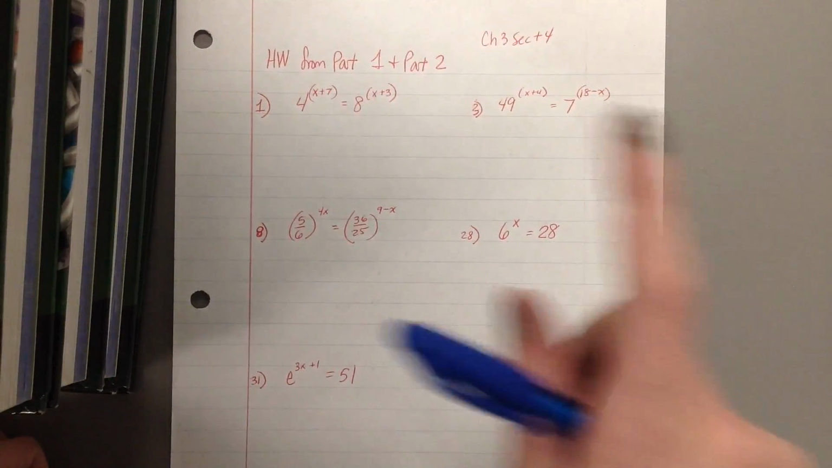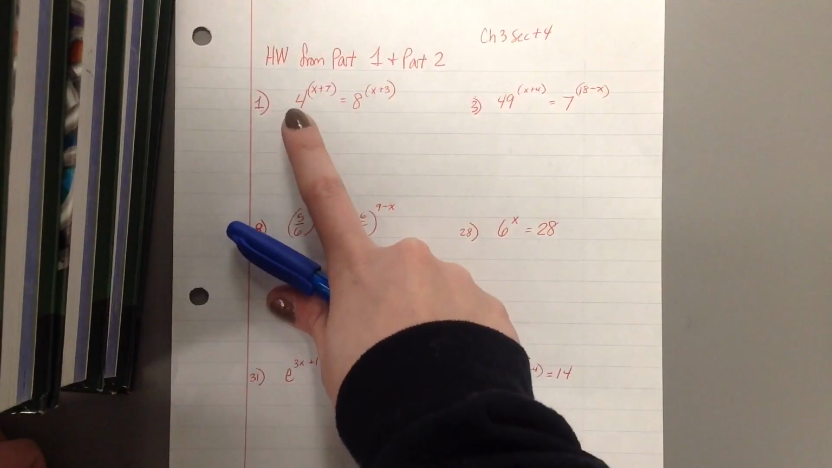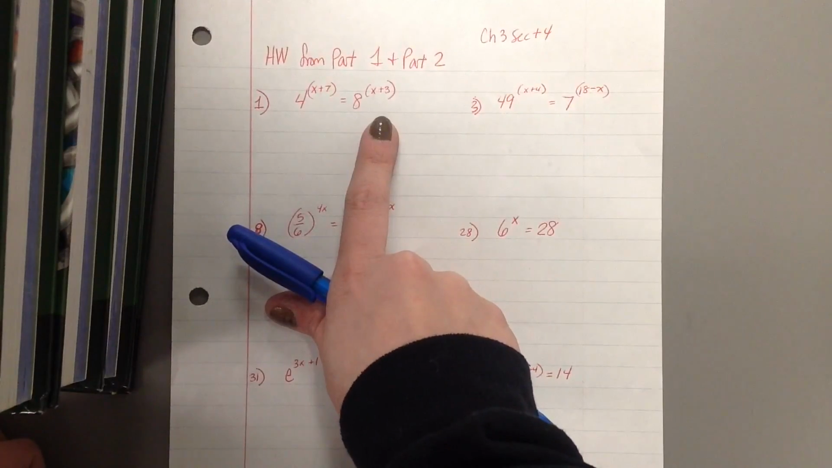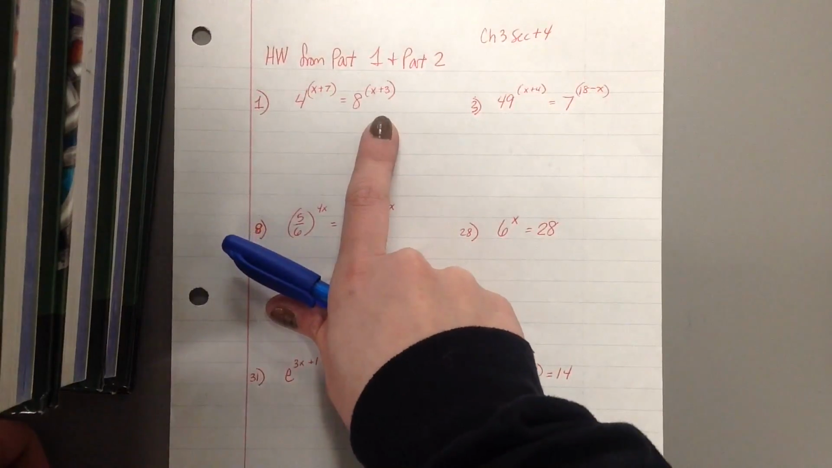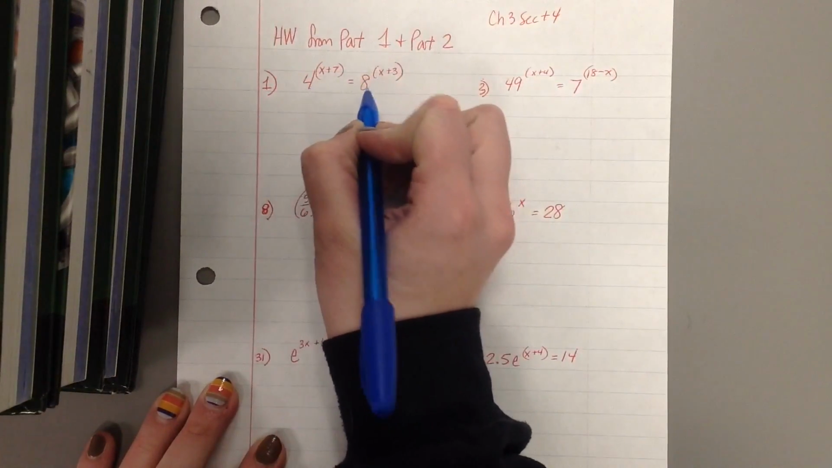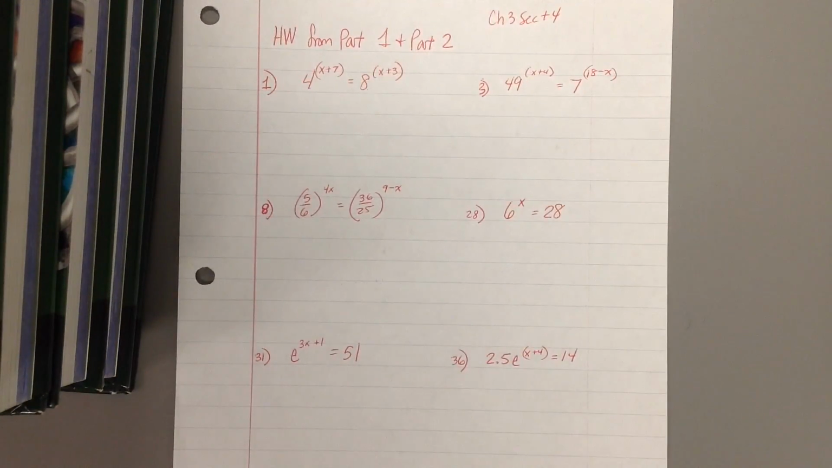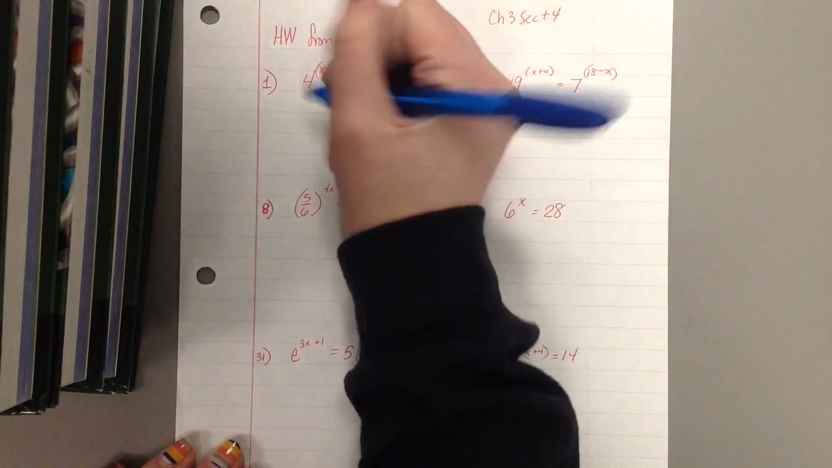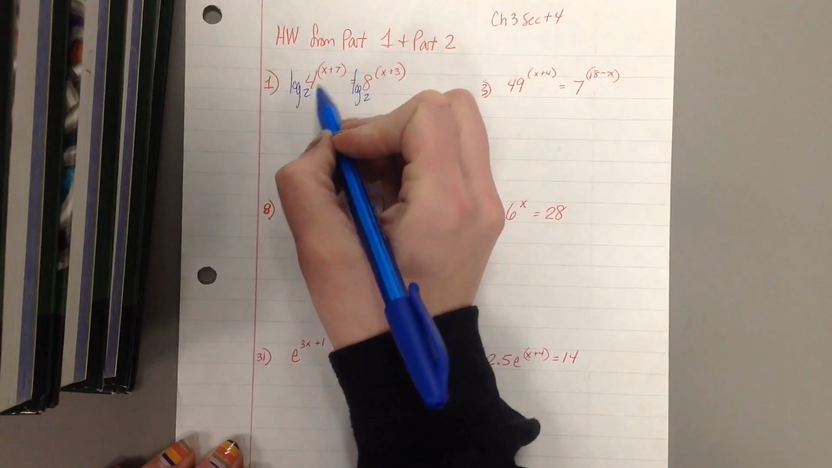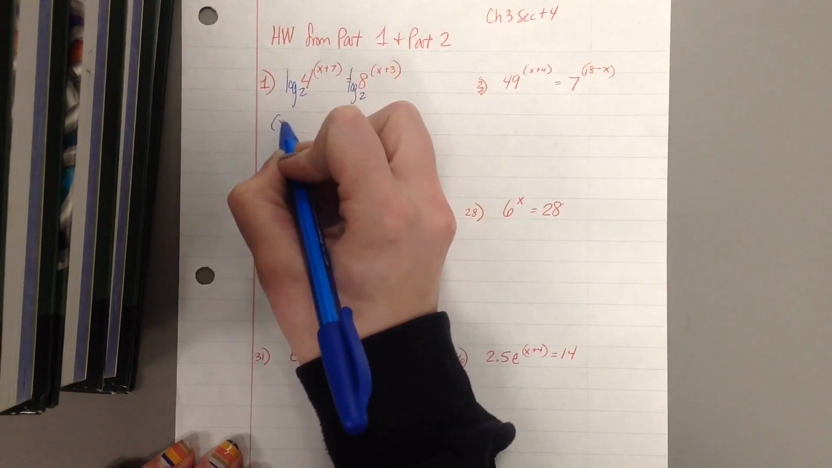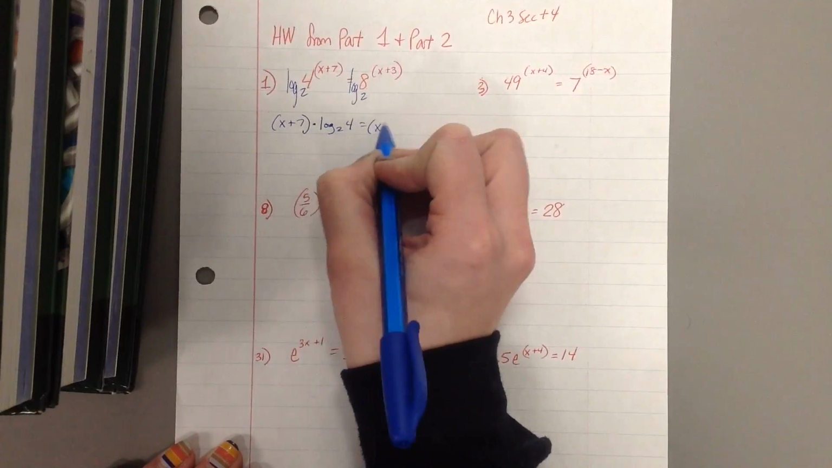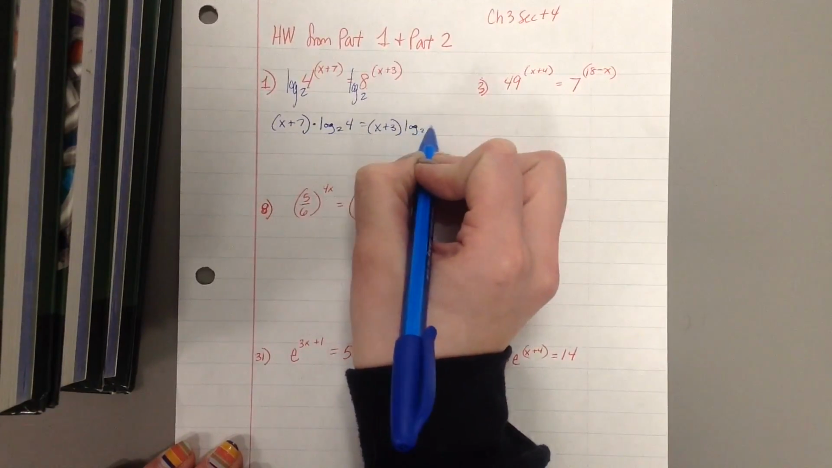So here we go. This first one, I see that log base 2 would be a good option here. But I could really do log base anything. But I'm going to do log base 2 because I know that 4 and the 8 are both exponential multiples of 2. So if I do log base 2, that's going to bring this x plus 7 out front to multiply. Log base 2 of 4 equals x plus 3, log base 2 of 8.